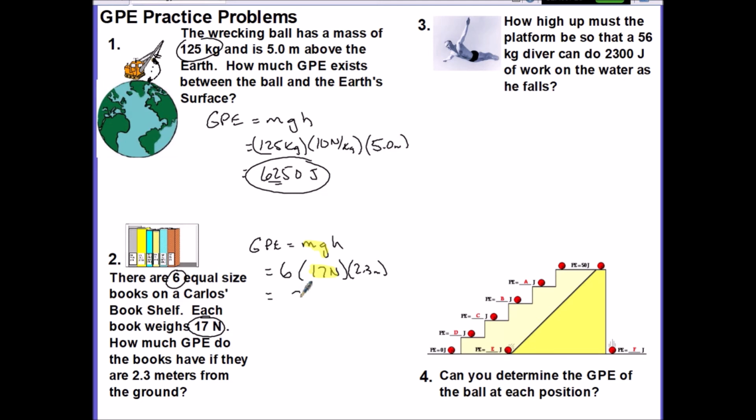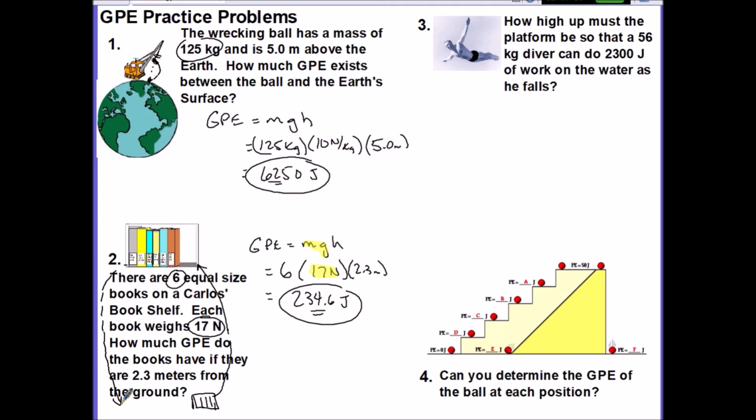And that's about 234.6 joules. If those books were on the ground down here, and I wanted to lift them up to the bookshelf, I would need to do that much work. If they fell off of that bookshelf and fell down to the ground, they would be able to do that much work on whatever it is they hit on the ground.